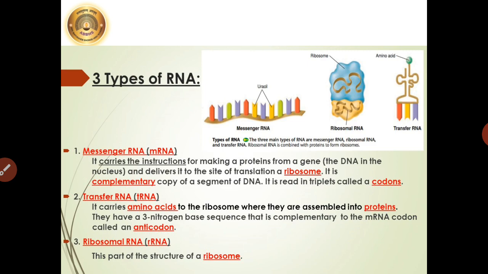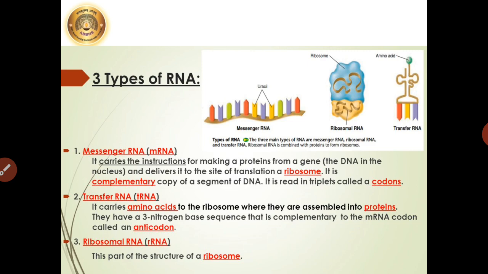Now let's see 3 types of RNA. All this part we have already studied in standard 9th. RNA is of 3 types: mRNA, that is messenger RNA, tRNA, that is transfer RNA, and rRNA, that is ribosomal RNA. Each RNA type has its own functions.